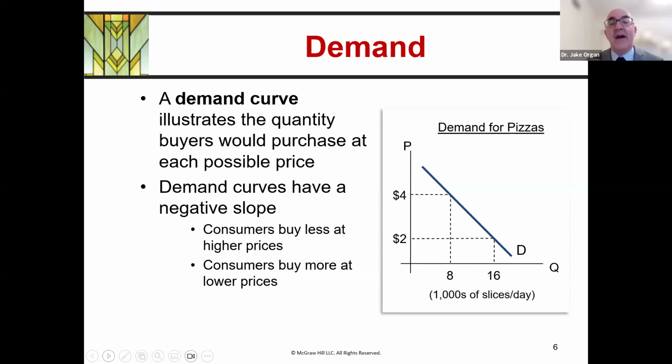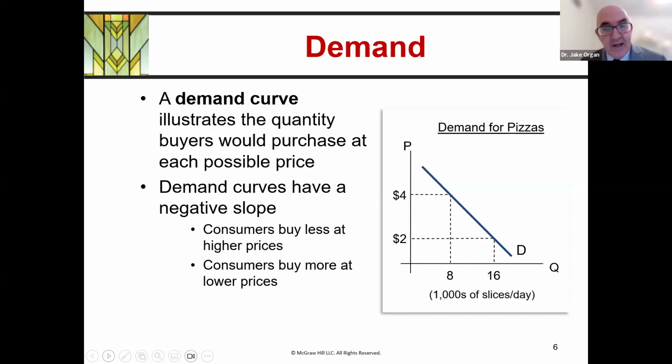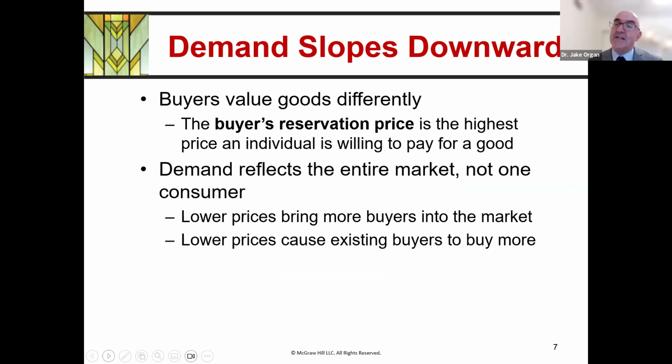Now, we'll also look at the supply curve, and it's the same thing. As we can see, consumers buy less at higher prices, consumers buy more at lower prices. And buyers value goods differently. Maybe you're someone that would buy a pizza slice at $2, but wouldn't at $4. But then there are other people that would buy pizzas if they went up to $5. Each person has what's called a buyer's reservation price. It's the highest price an individual is willing to pay for a good. But because the demand reflects the entire market, there are going to be all sorts of people along that line.